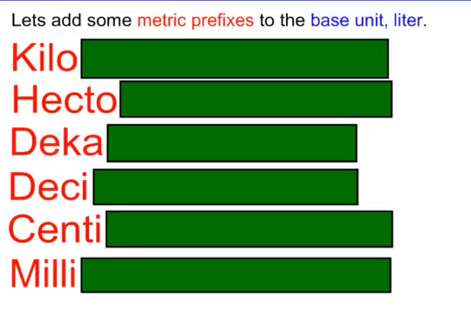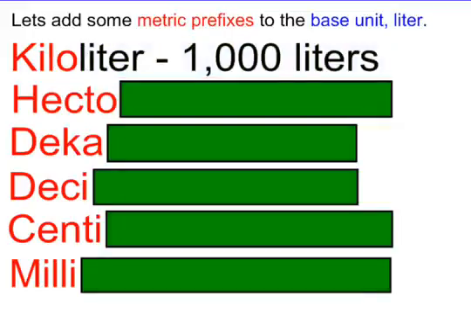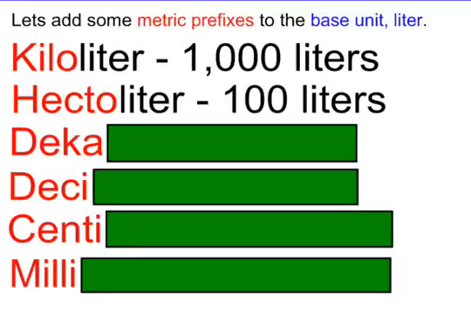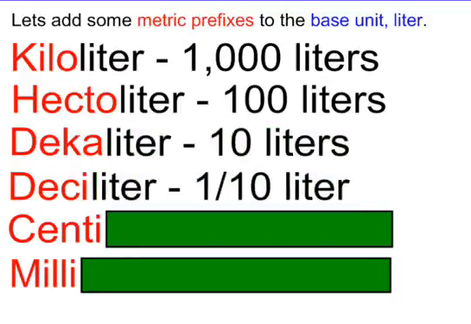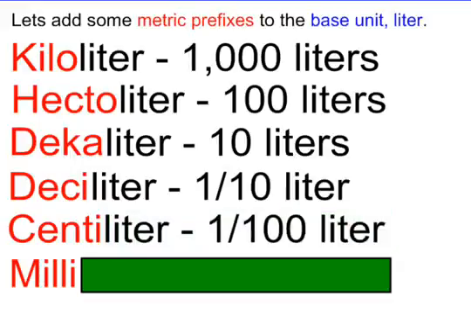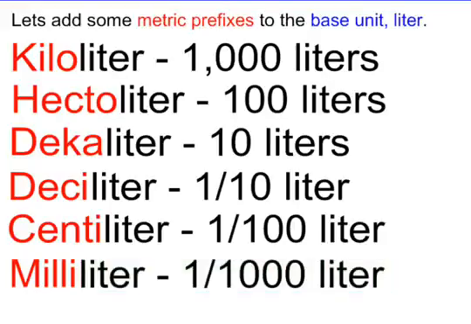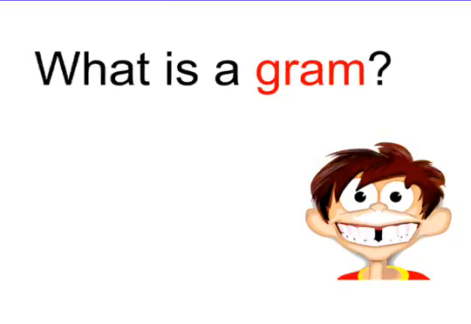So let's take the base unit liter and let's attach our prefixes. So a kiloliter would be 1,000 liters. A hectoliter would be 100 liters. A decaliter would be 10 liters. A deciliter would be 1/10 of a liter. A centiliter would be 1/100th of a liter. And a milliliter, remember, that's a really small amount. It's like an eyedropper. That would be 1/1000th of a liter.